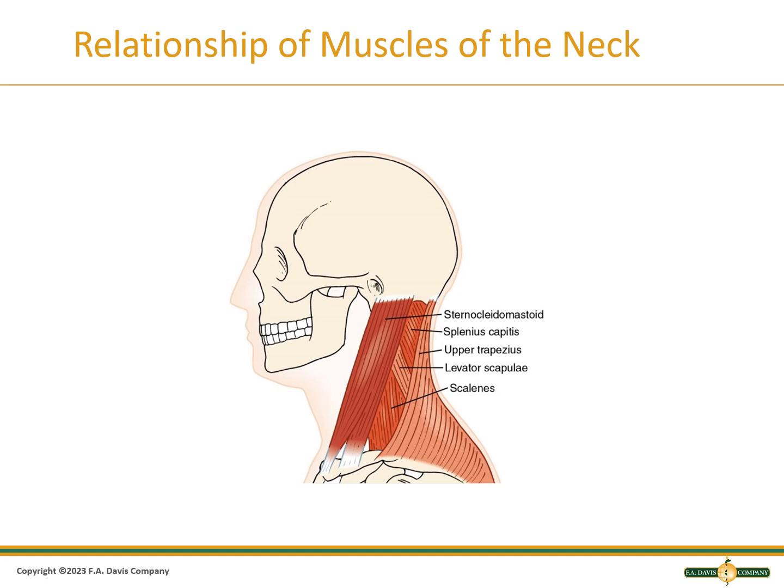This picture, take it, leave it, do whatever you want with it, just kind of shows you the relationship of the muscles of the neck. You can see our sternocleidomastoid and our scalenes anterior, our splenius capitis posterior, deep to our shoulder girdle muscles of upper trap and levator scapulae running there.